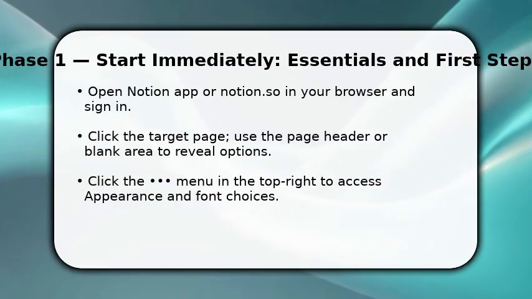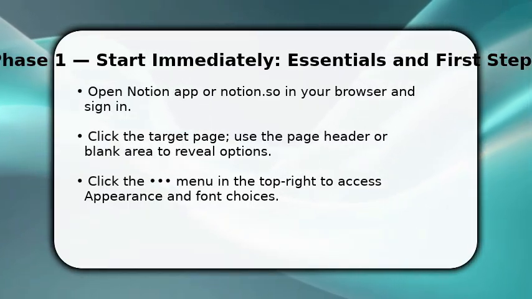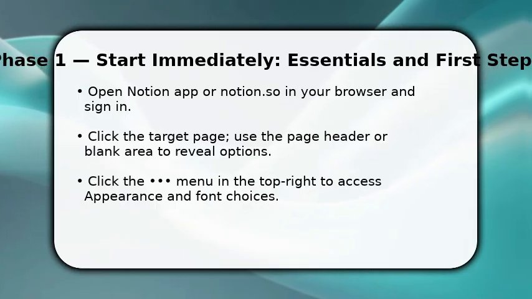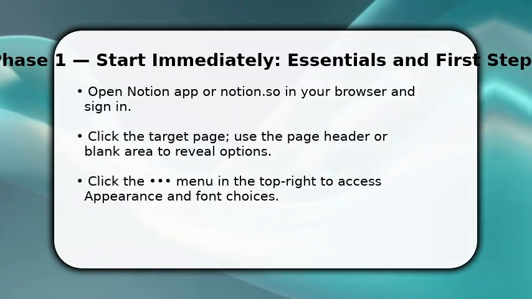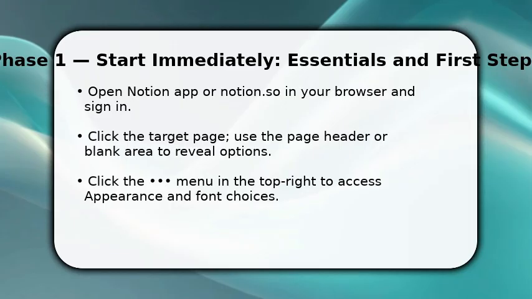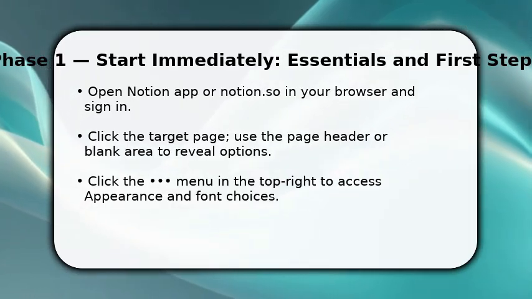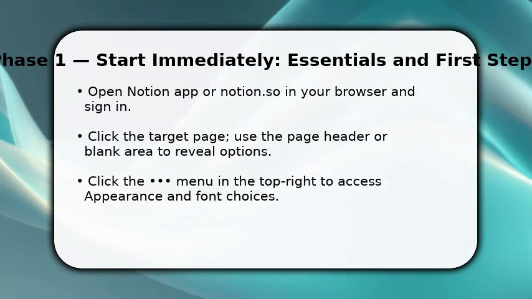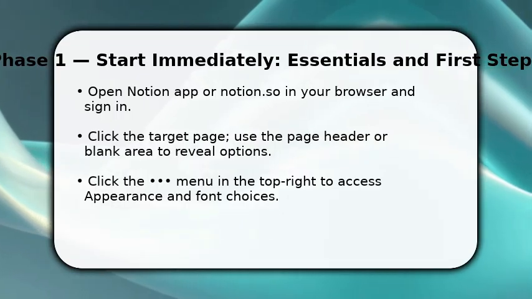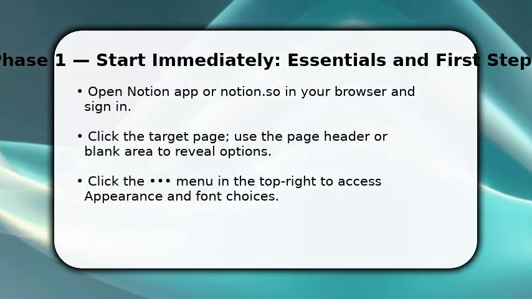You're starting inside the page you want to change. Open Notion and sign in now. Once you're on the page, click into the title or blank header area so the top bar shows. Then, make sure to click the three-dot menu at the page's top right. This reveals appearance controls. You'll see a font section immediately. This is where we begin.